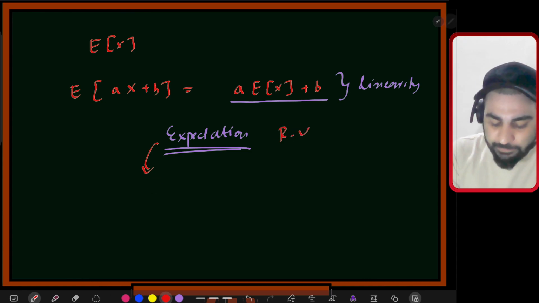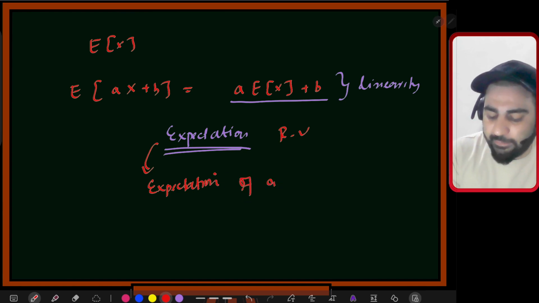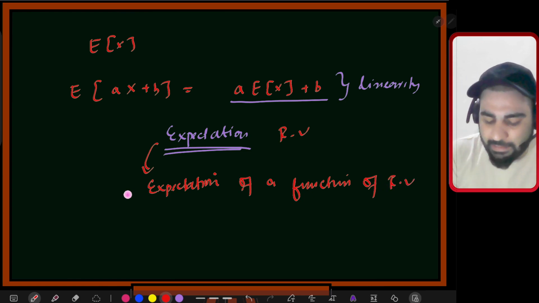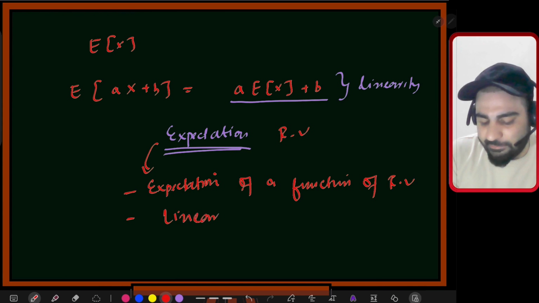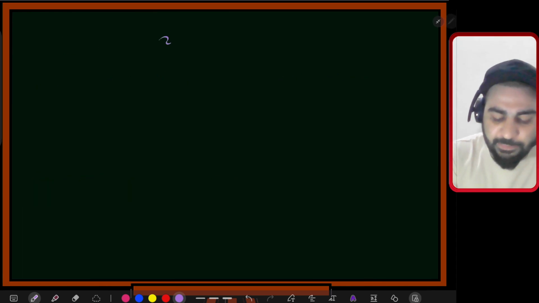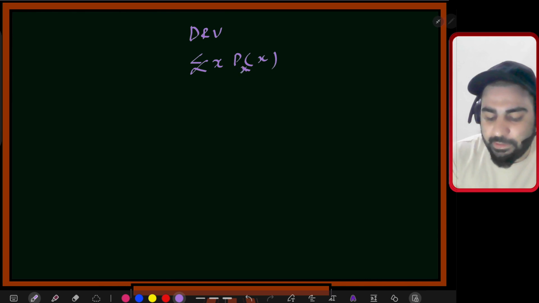Then we saw the expectation of a function of a random variable. And now we just briefly saw linearity of expectation. The first formulation that you saw is the expectation of X directly, which for discrete random variables was the summation of X P of X. This was the PMF, and this is over all X, so this was the expectation of X.